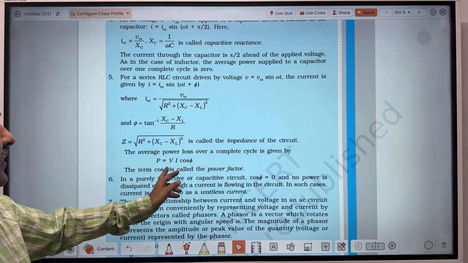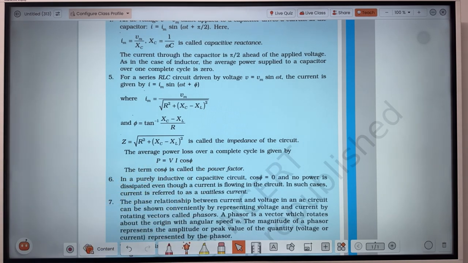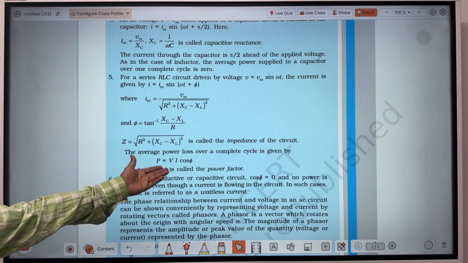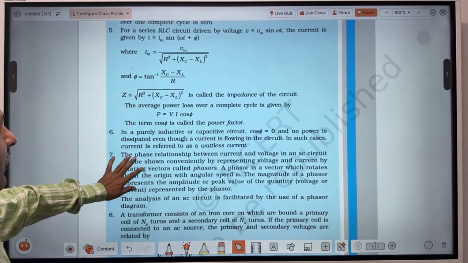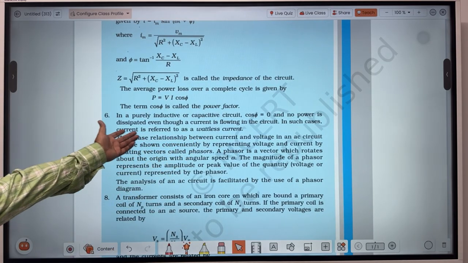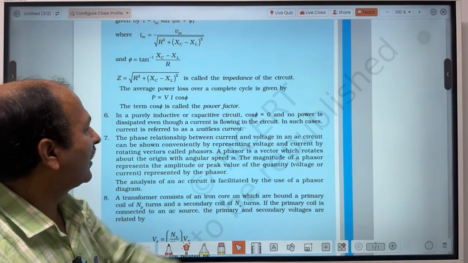The average power loss over a complete cycle is given by P equal to VI cos phi, where cos phi is called the power factor. Power factor in case of a pure inductor or capacitor will be 0. In that case, power loss will be 0, but in case of resistance, it will have maximum value. Now, wattless current means there is no power loss.